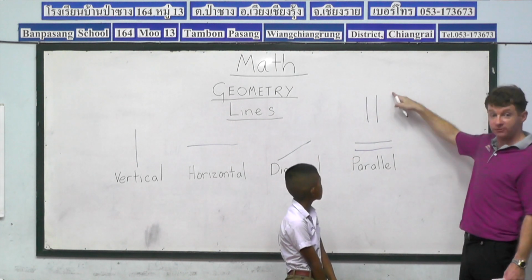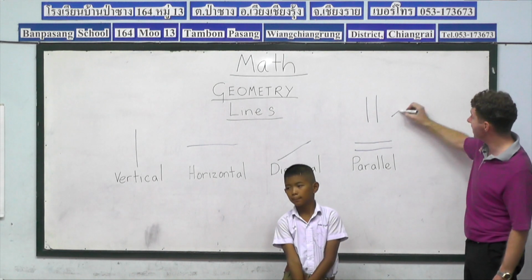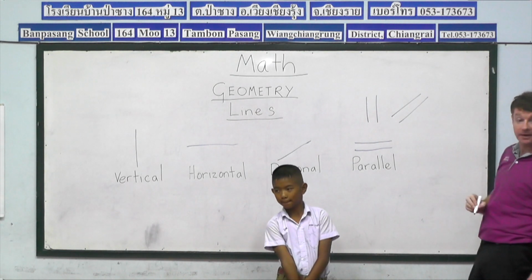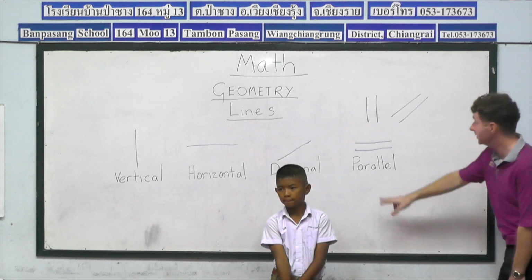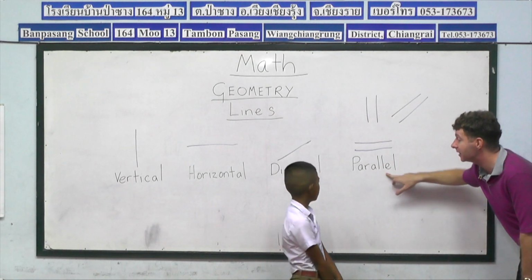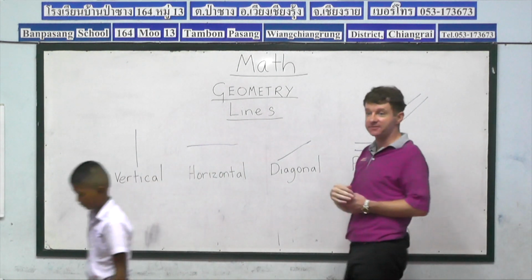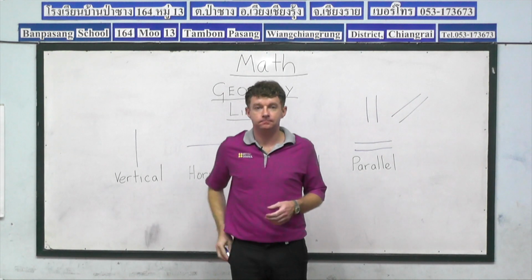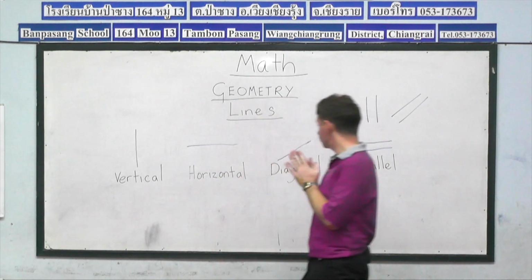Vertical, that would also be parallel. As long as they're going the same way, even diagonal is parallel. 2 lines traveling in the same direction is parallel. Excellent. High five. Big round of applause for Pat. Okay, 2 more to go. Let's see who can do the final 2.